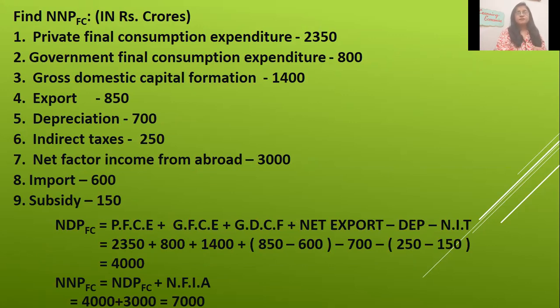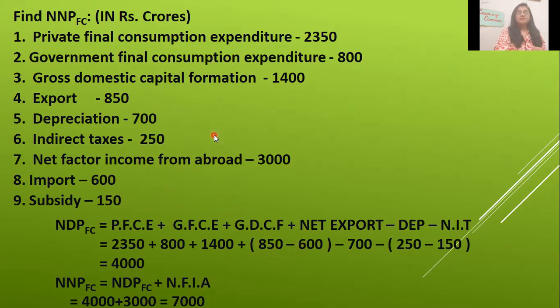Now there are 2 complications over here. The first complication is that you are not given net export. You have to calculate net export, because you are given export as well as import. Export is 850 and import is 600. So 850 minus 600, your net export will be there. Here I have done this.